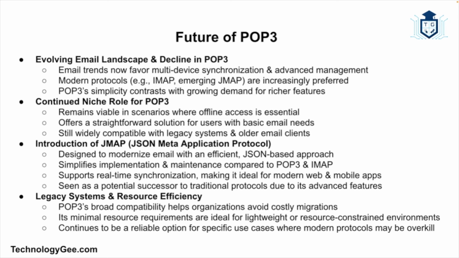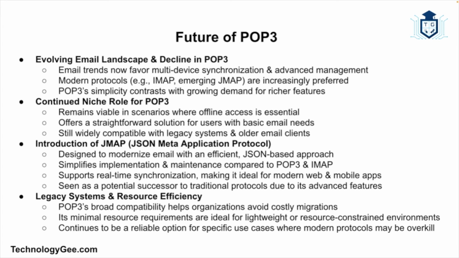IMAP and other protocols such as the emerging JMAP are increasingly becoming a preferred choice for many users and organizations. However, POP3 still has its niche and may continue to be used in specific scenarios where its simplicity and offline access are highly valued. Then we have what is called JMAP, and this stands for JSON Meta Application Protocol.